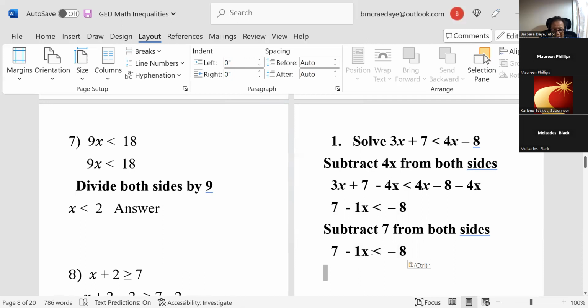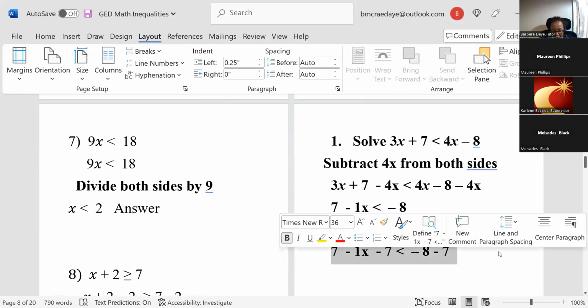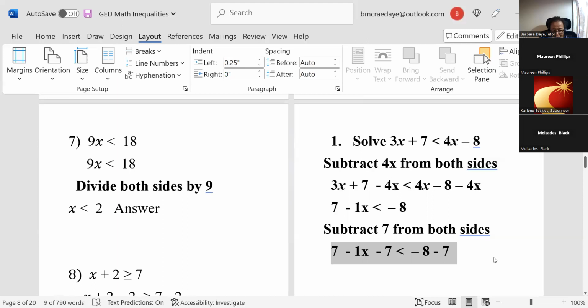So that's minus 7. And on the right side, minus 7. Okay, Maureen, what do I have on the left side? Next, what do I have? Minus 1x. Oh yeah, minus 1x. That's it. Can't throw away the sign. So I'll have a minus 1x. So let's just put that there.